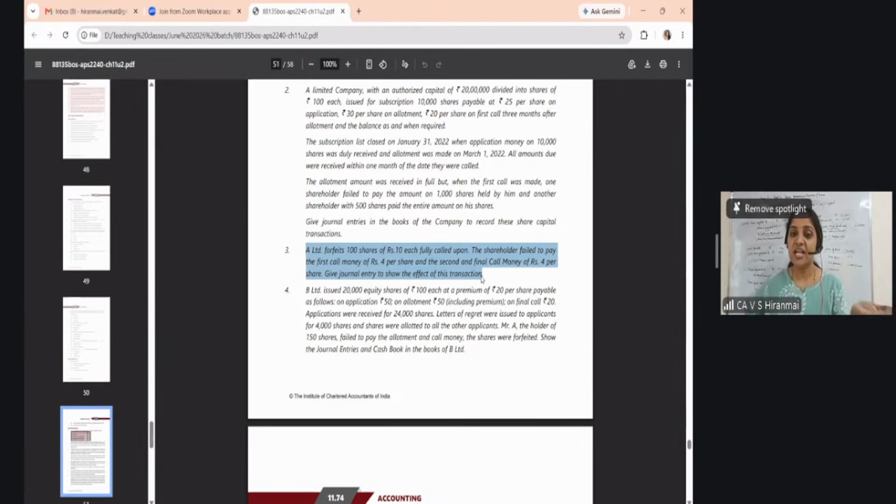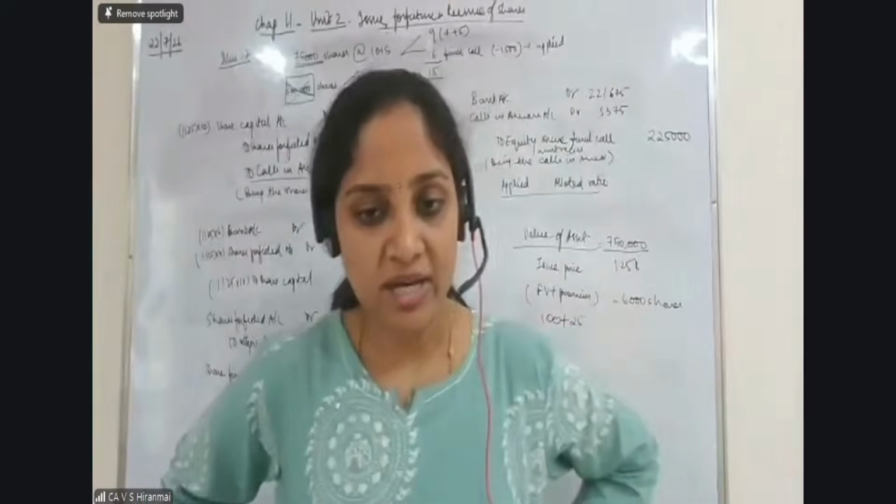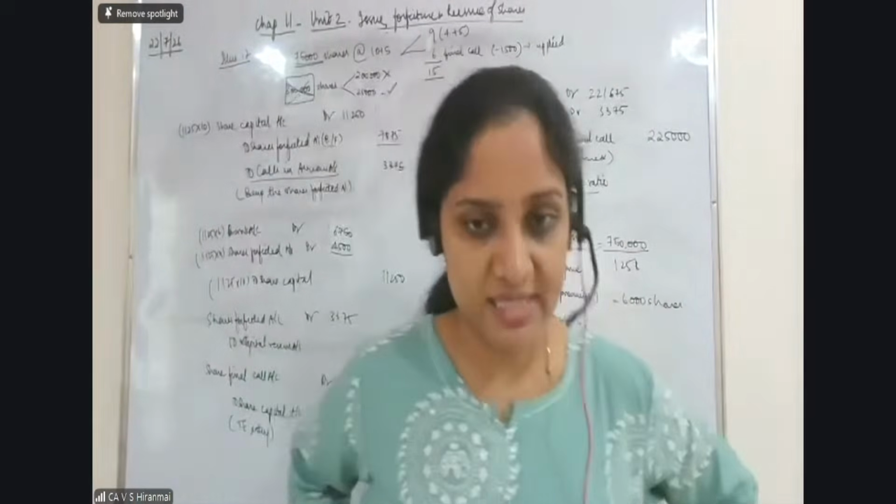I have issued rejections. I have rejected. So 4,000 I rejected, no pro rata, nothing. Mr. A, the holder of 150 shares, failed to pay the allotment and call money. His shares were forfeited. So up to forfeiture you have to pass the entries and show it. So I think this particular concept is done.